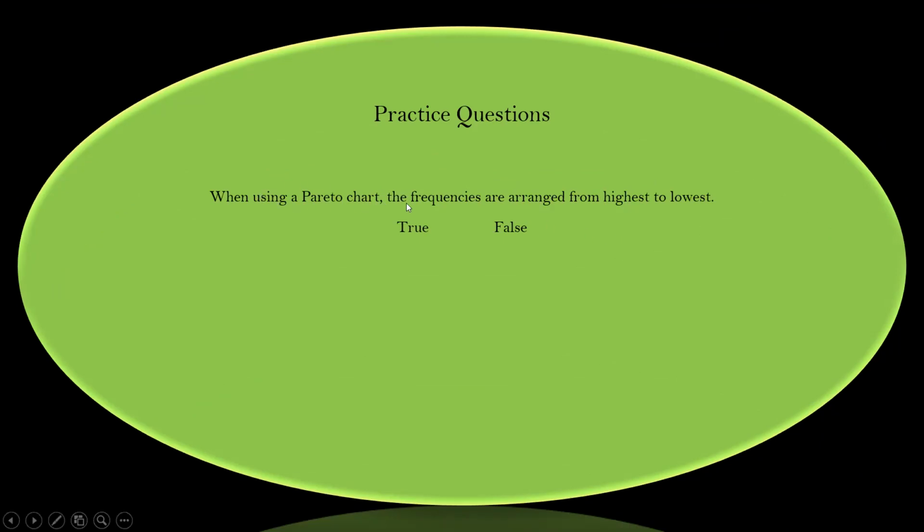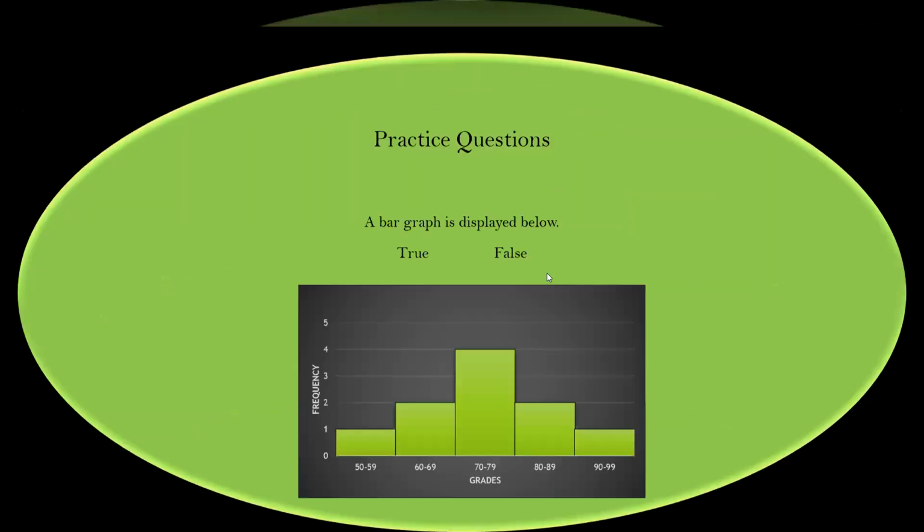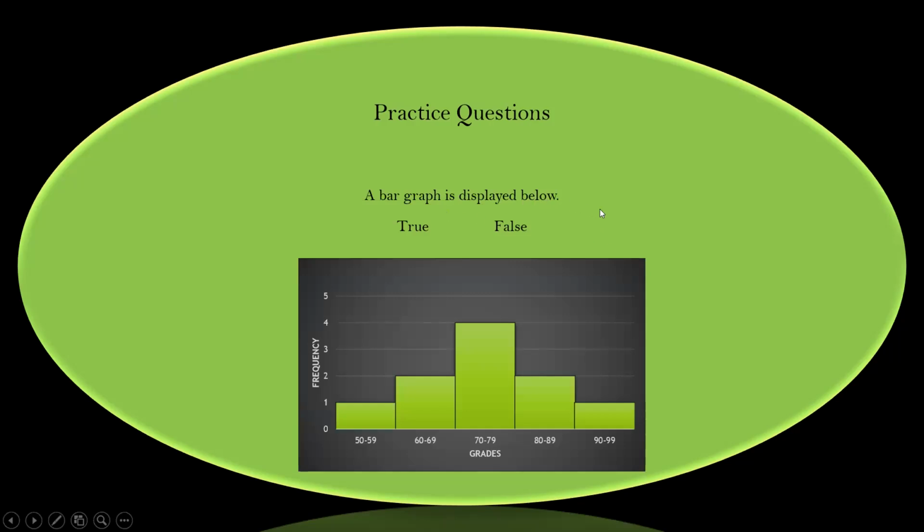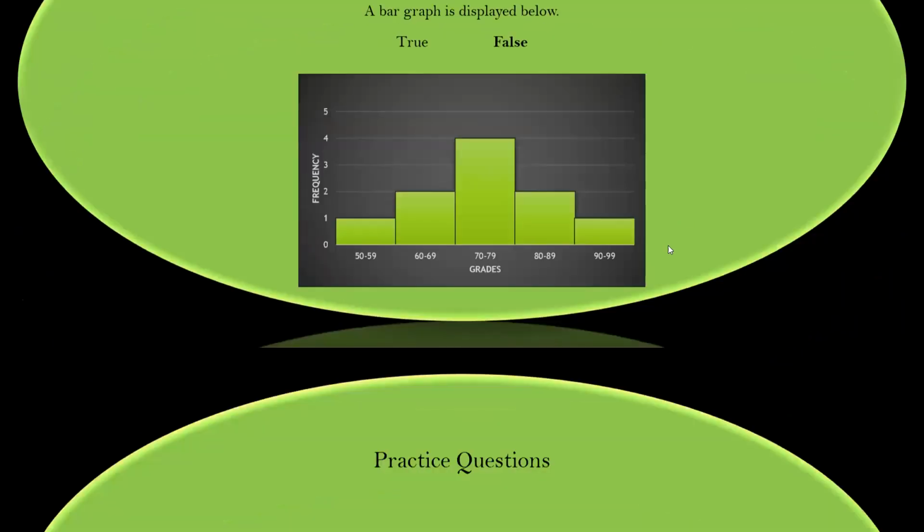When using a Pareto chart, the frequencies are arranged from highest to lowest. That is true. So a Pareto looks a lot like a bar, but one difference is the highest to lowest frequency, and the second one is typically you have that cumulative percent line on top. A bar graph is displayed below, true or false. We said this is false. This looks like a histogram. So we have numerical data down here. So this is a histogram, not a bar.